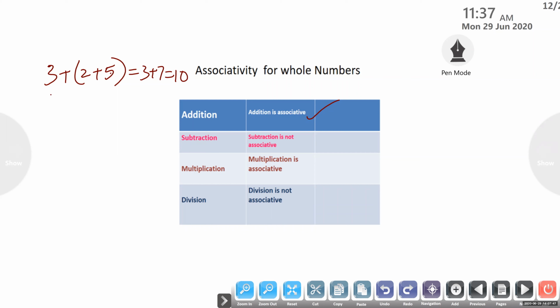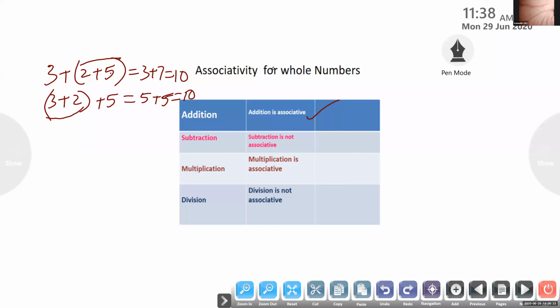Then again, we will group 3 and 2. 3 plus 2, plus 5. That is 5 plus 5, also equal to 10. So when we change the bracket, first we group 2 and 5, here we group 3 and 2, but the answer is the same. So addition is associative. Thomas, Chako and Shivanand, understood? Yes, ma'am.